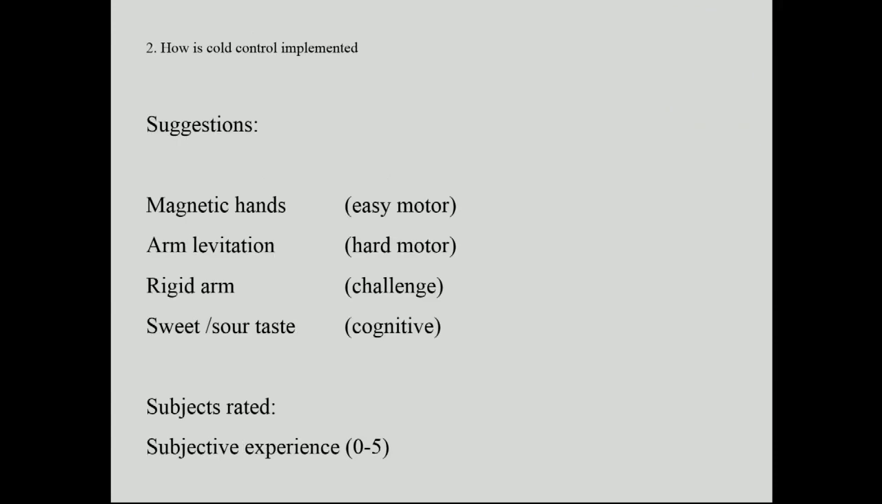So these are the suggestions we gave: magnetic hands, which you experienced as hands being pulled together, arm levitation, rigid arm, and sweet and sour taste in the mouth. So in terms of the categorization of suggestions I gave in the first hypnosis lecture, we have motor suggestions, a challenge suggestion, and a cognitive suggestion. Subjects rated the experience on a 0 to 5 scale. The 0 meant there's no change in my experience, and 5 meant the experience was fully convincing, as if it was real.